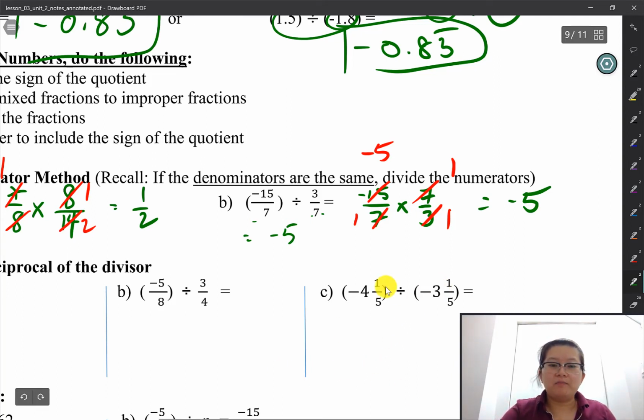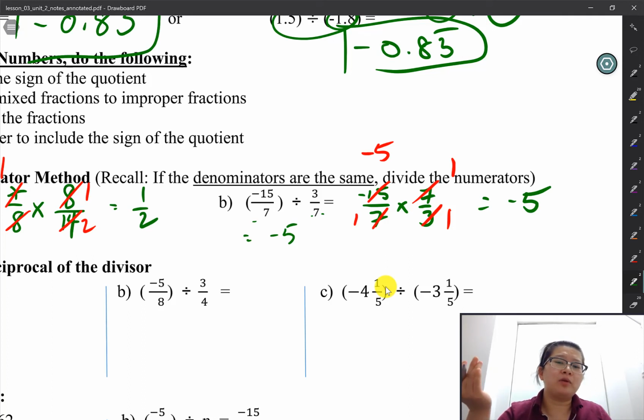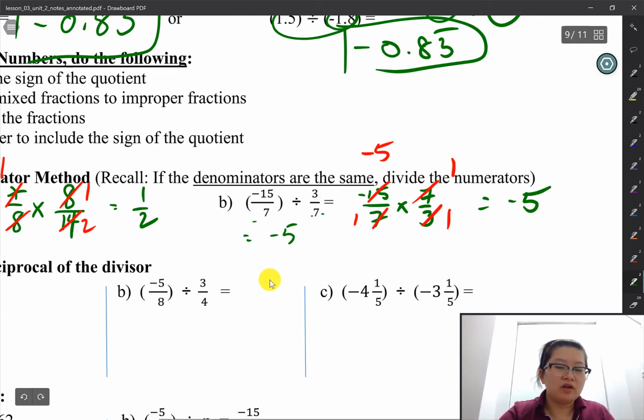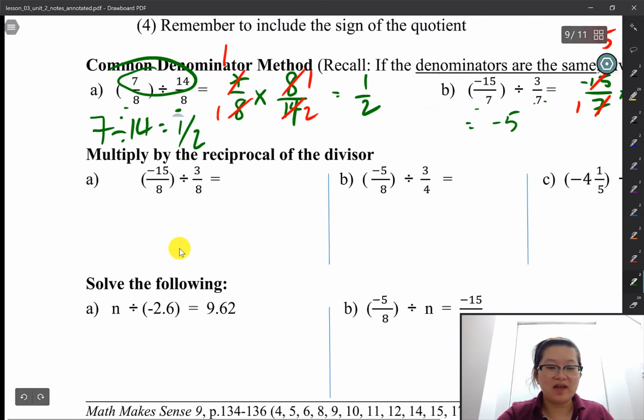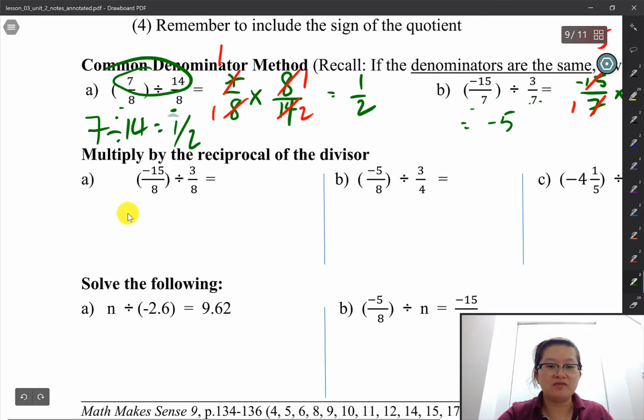Okay? So again, if the shortcuts are too confusing or if you don't feel comfortable with them, don't do them. Once you've done enough problems, the shortcuts will come to you naturally. Especially if you try to learn too many shortcuts, you're going to get them confused and make mistakes. So always stick with the basic principles, which we will do right now. Starting with A, multiply by the reciprocal of the divisor.